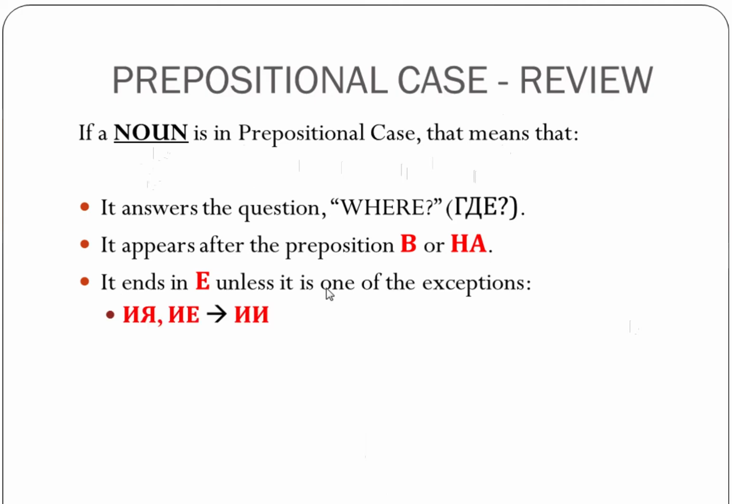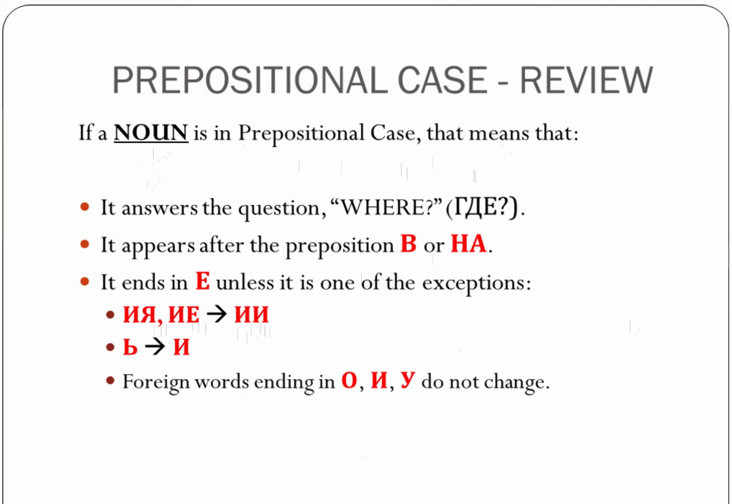Ие, and please notice I added one more here. So ие nouns change to ии after these prepositions. The soft sign changes to е, and foreign words ending in о, э, у do not change. So let's look at some examples.